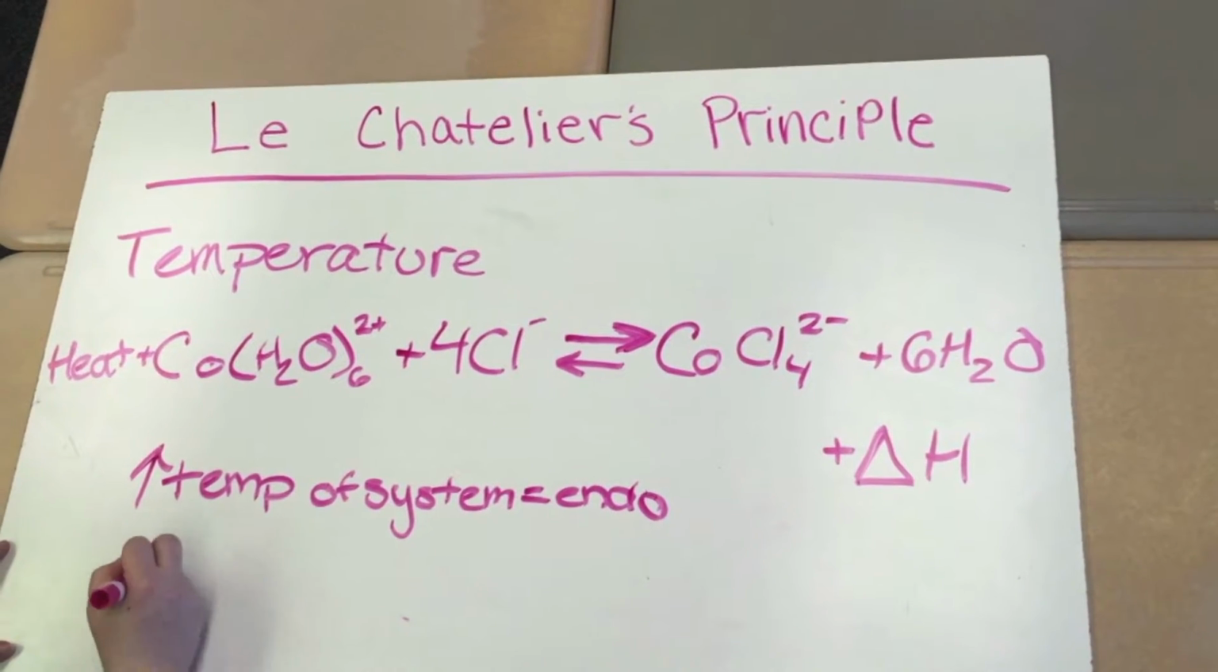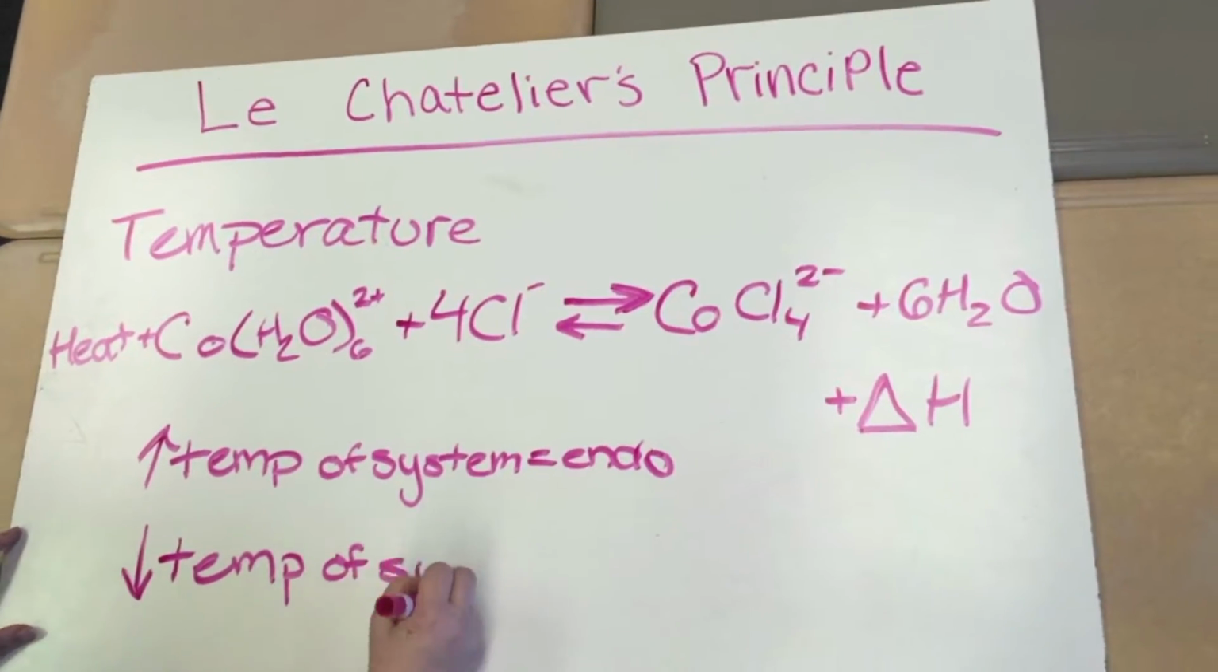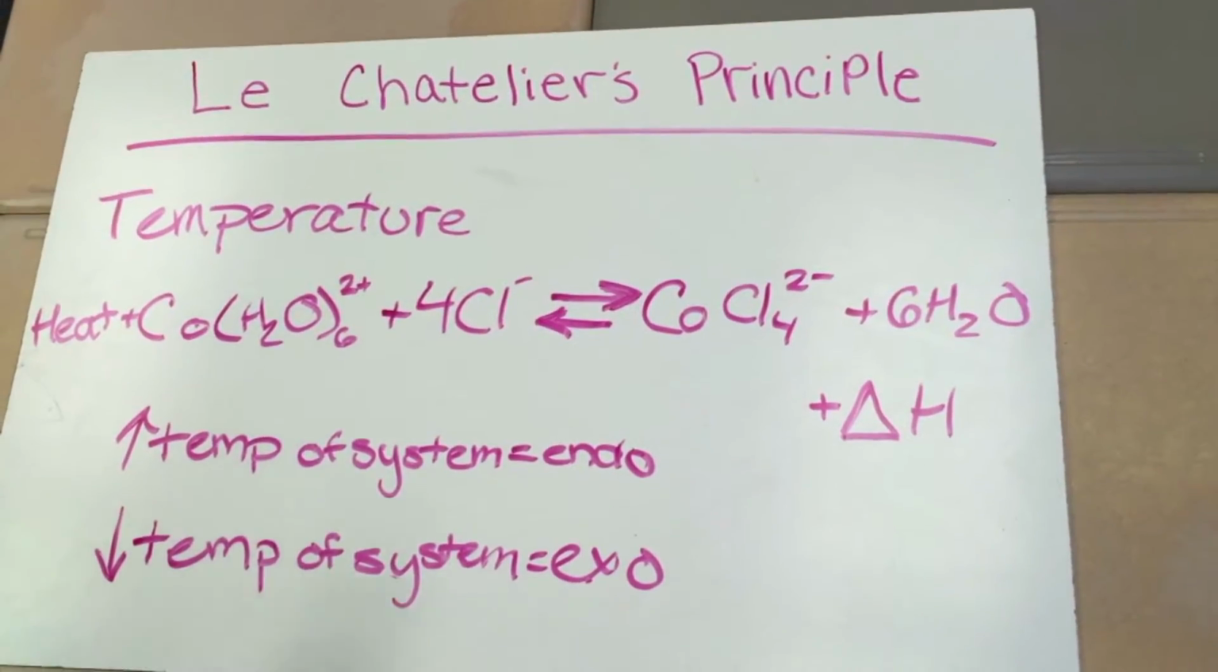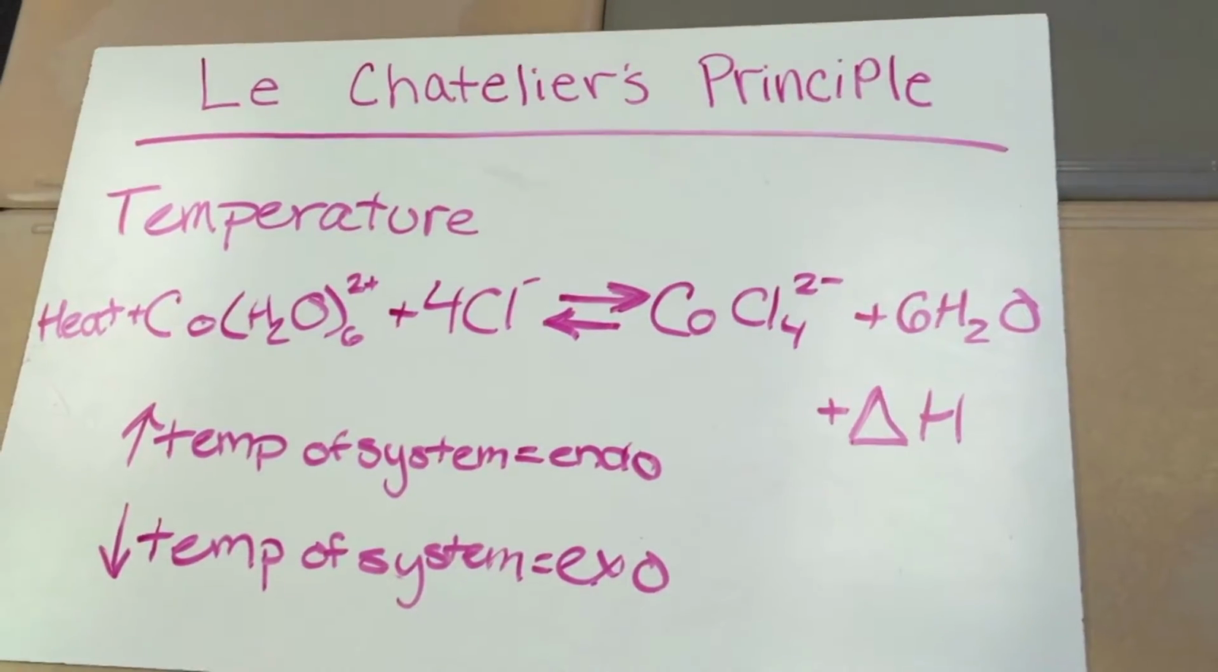If there is an outside force of a decrease of temperature on the system, the reaction will release heat in order to bring the temperature back up. This is an exothermic reaction, which in this case is a shift to the left.